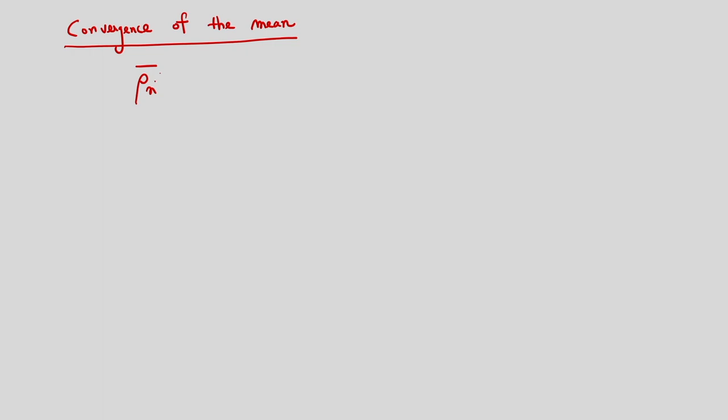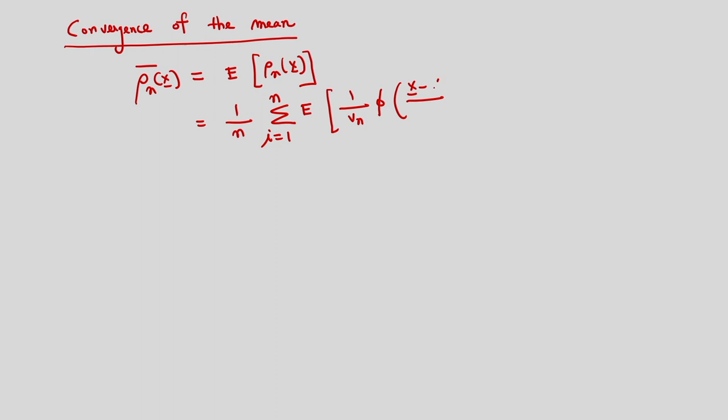We can determine the average density of Pn(x), that is nothing but the expected value of the estimated density. If I take the average of this, I can determine the mean. So it is equal to 1 by n, summation i equals 1 to n, expected value, that is the average value, of 1 by Vn phi((x minus xi) divided by hn). This is the mean, and in this case the delta function, delta n(x), is nothing but 1 by Vn phi(x by hn). So this is the delta function, that is the impulse function.